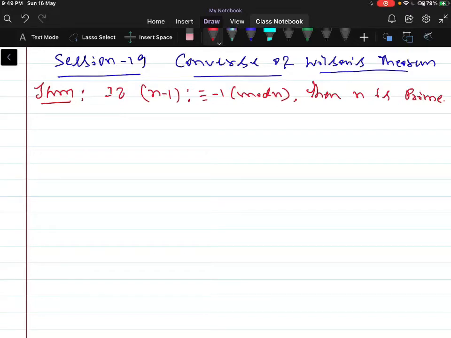So in this lecture, I'm going to discuss the converse of Wilson's theorem and some problems on Fermat's theorem. So let us move to the converse of Wilson's theorem. If (n minus 1) factorial is congruent to minus 1 modulo n, then you have to prove that n is prime. You know the statement of the theorem: if n is a prime number, then (n minus 1) factorial is congruent to minus 1 modulo n. We'll move to the proof of the theorem.